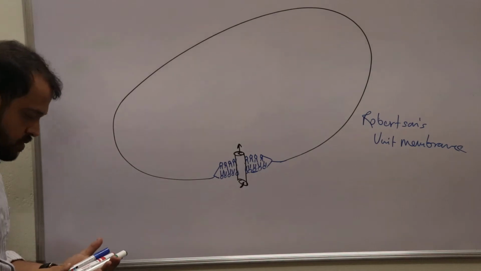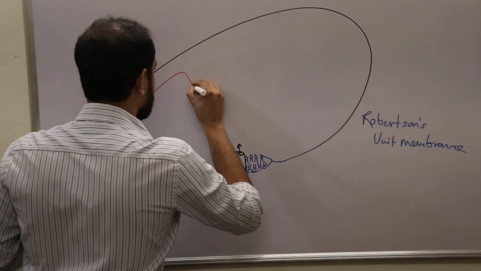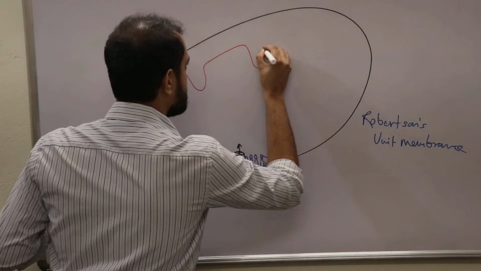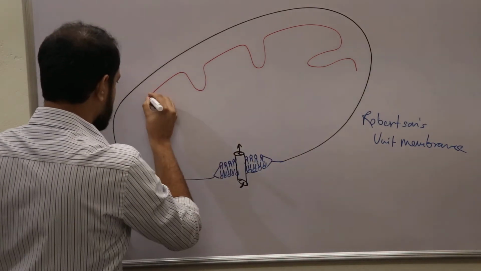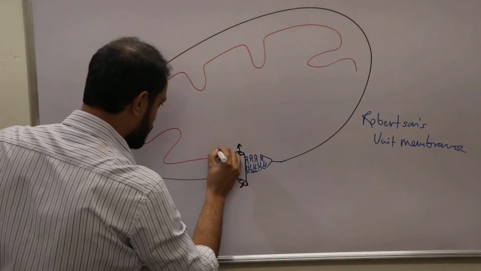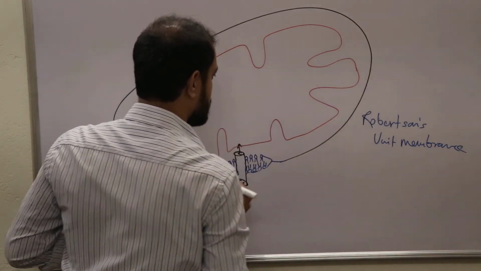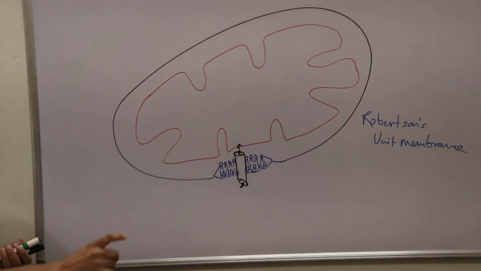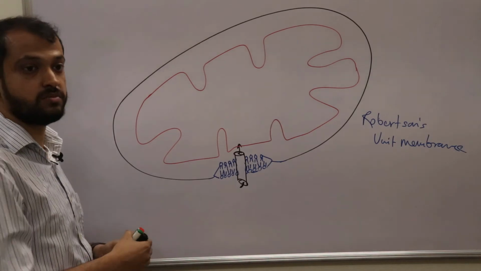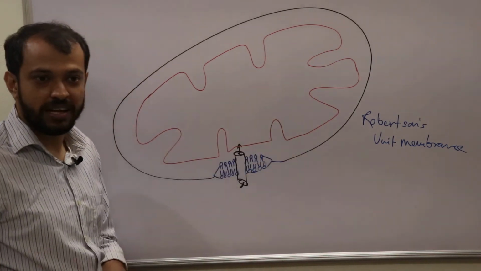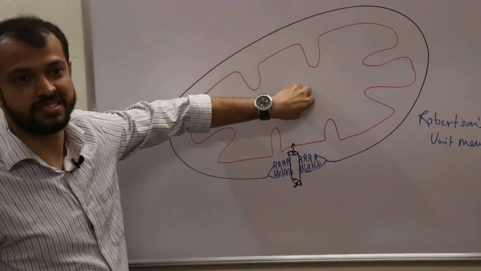What about the inner membrane? The inner membrane of mitochondria has infoldings. These are the infoldings. That means it's not a regular, simple membrane, but it has infoldings. That means the actual size of the prehistoric bacteria was much larger. That's why these membranes have infoldings, so that they can be fitted into a small space.